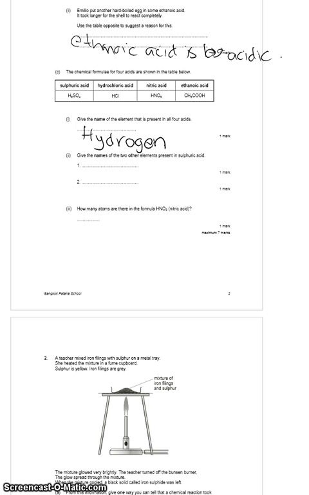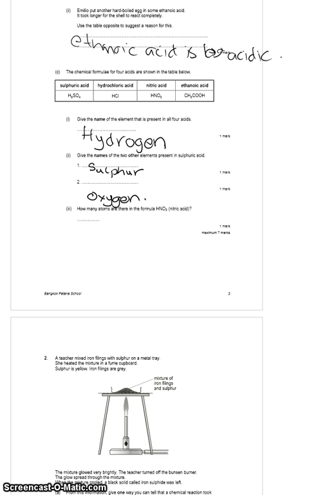Looking now at question part C, part 2. Give the name of 2 other elements present in the sulfuric acid. So we're just looking at the formulae and we're writing down other elements that are present in the sulfuric acid. So those elements are S and O. So we refer back to our periodic table and make sure we can write down the names of those elements. So the answer is sulfur and oxygen.